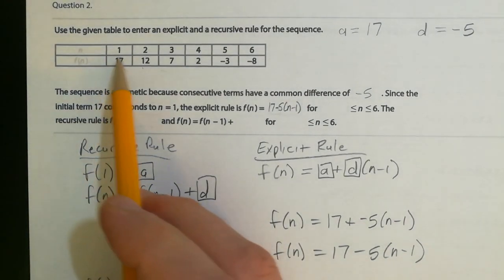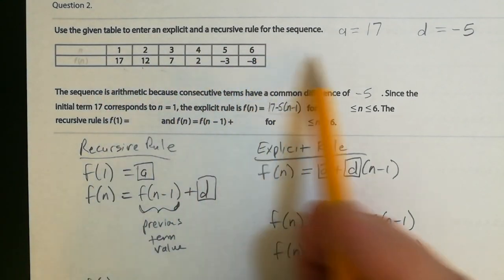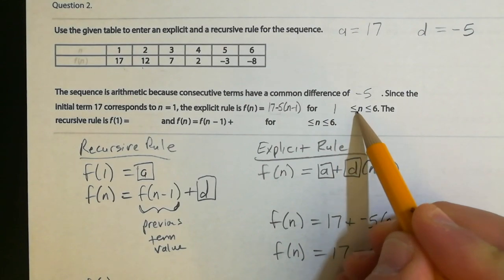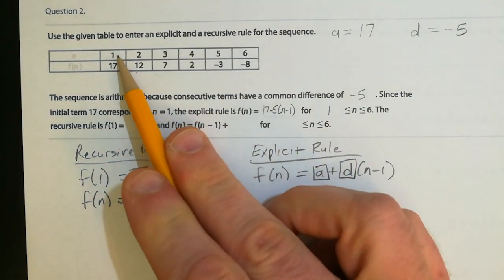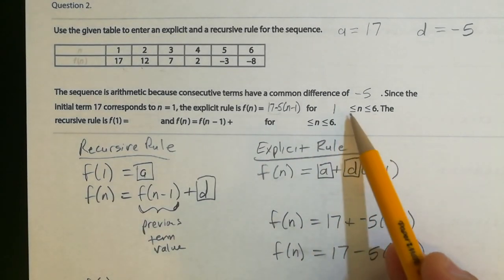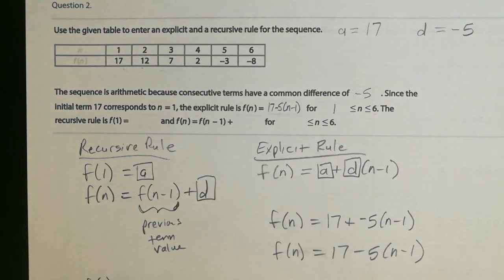Since we're just seeing the table here, we can't assume the pattern continues forever. So we're just saying that n is between 1 and 6, right? Those are the possible n values. So you do have to put that in there. You're just basically saying what the domain is.